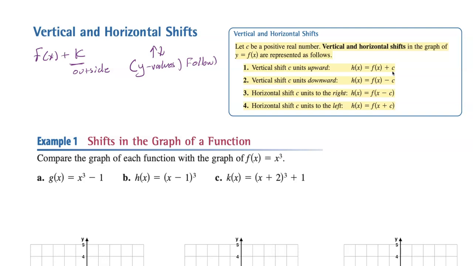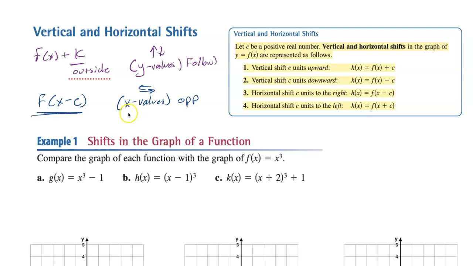Trickier thing is when it's on the inside. Something like this. So inside affects the x values, and you do the opposite of what it says. If it says plus, you go left. If it says minus, you go right. So you do the opposite value there. When it's a minus c, you're going to go right c. When it's a plus c, it's like a negative c, because you're solving the inside. If you solve this, you add c over, you subtract c over. So inside opposite, and it goes left and right because it's an x value.